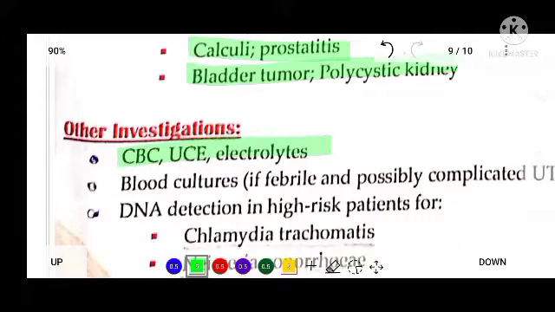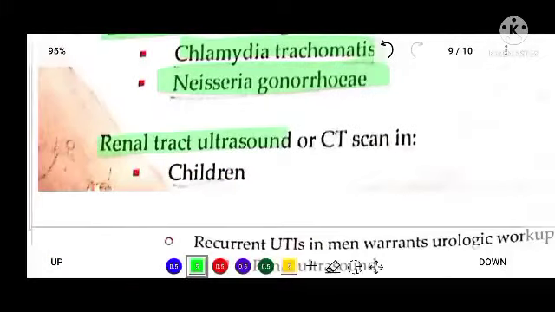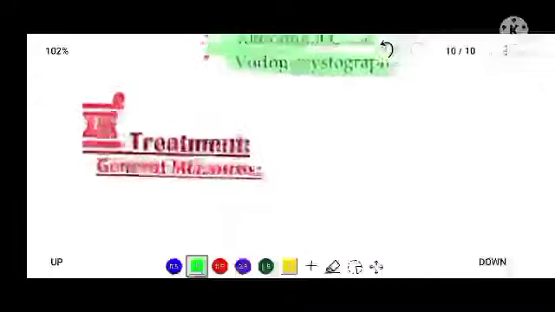Other investigations: CBC, ultrasound, electrolytes, blood culture, DNA detection for chlamydia, trichomonas, and Neisseria gonorrhoeae, and the bacterial renal tract. In children with recurrent UTI, renal ultrasound, IV urogram, CT scan, and voiding cystography will be done.